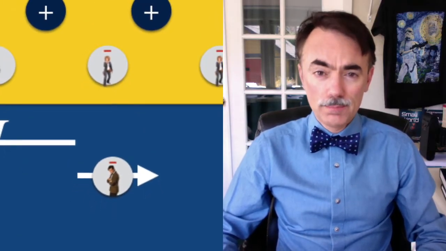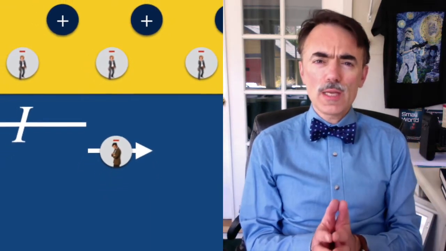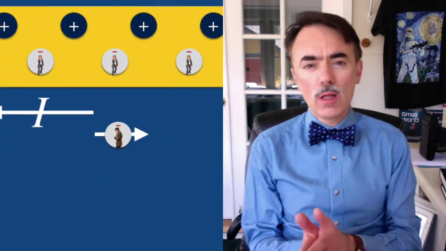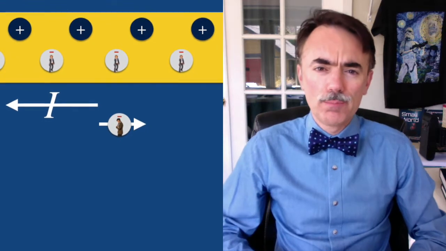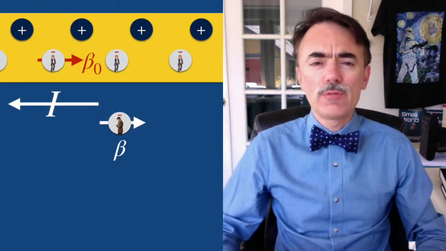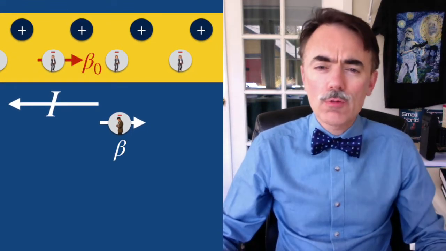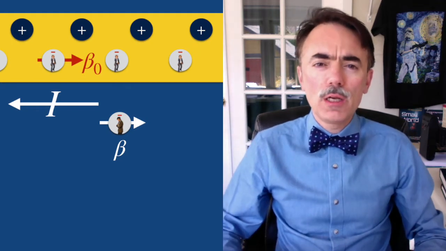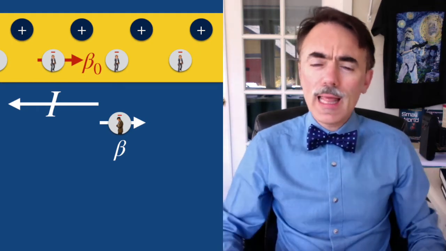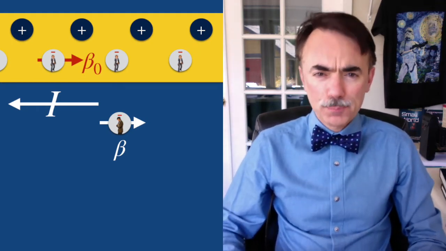From the perspective of the laboratory, we observe a current and an electron moving anti-parallel to the current. So the electrons in the wire move parallel to the flying electron. Let's call beta the speed of the test electron and beta naught the speed of the drifting electrons in the wire.